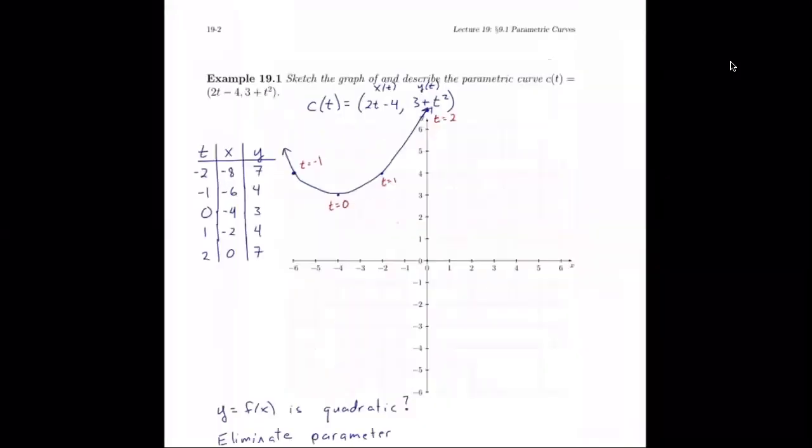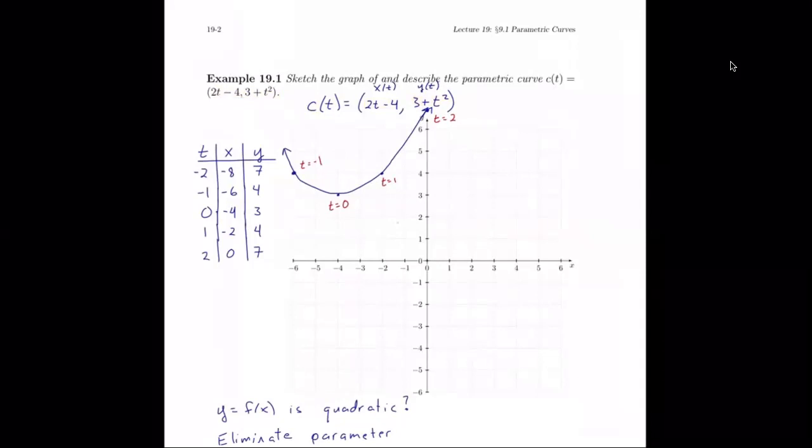So to introduce ourselves to these, this might be familiar territory. Students might have seen this before in a physics class, possibly an algebra class or a pre-calculus class. But they ask us to sketch the graph and describe the parametric curve c of t equals 2t minus 4 and 3 plus t squared. So we're given c of t, some planar curve as a function of t. It's got an x component and a y component, or an x function and a y function, we might say.